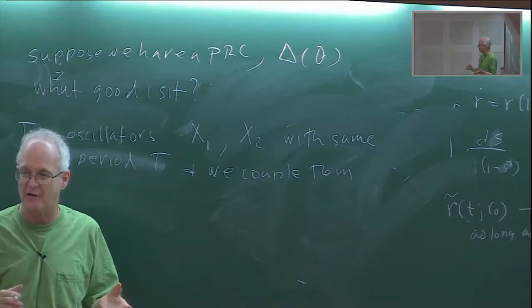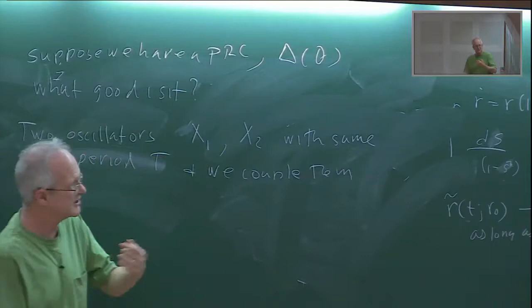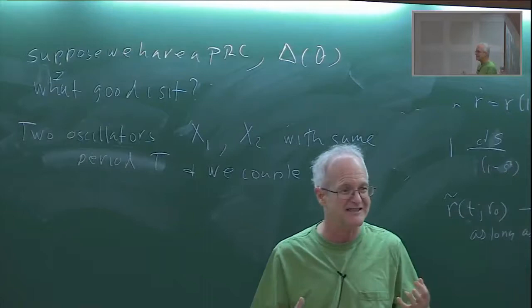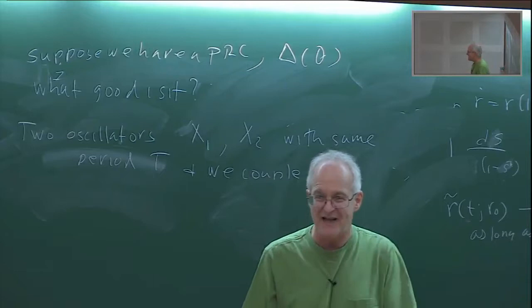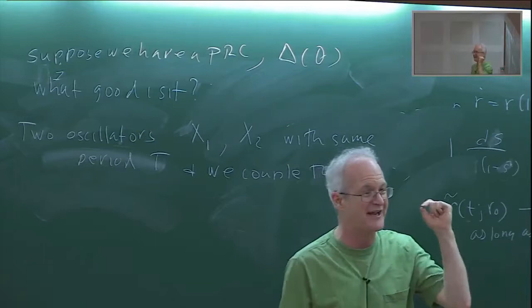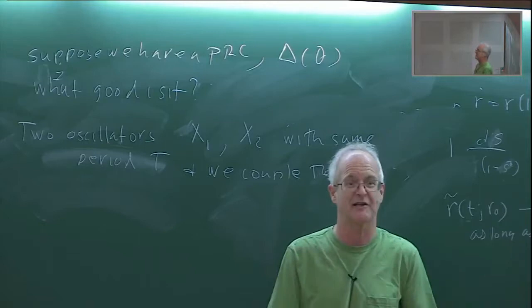Each time oscillator one hits phase zero, it delivers a perturbation to oscillator two, which is the same as the perturbation we gave to get the PRC. That makes sense? So each time I reach phase zero, I hit this guy with a pulse, and depending on what his phase is, he gets shifted. Each time he gets phase zero, boom, he hits me with the same pulse. And now the question you want to ask is, what will happen? Will those oscillators synchronize? Will they go out of phase with each other?